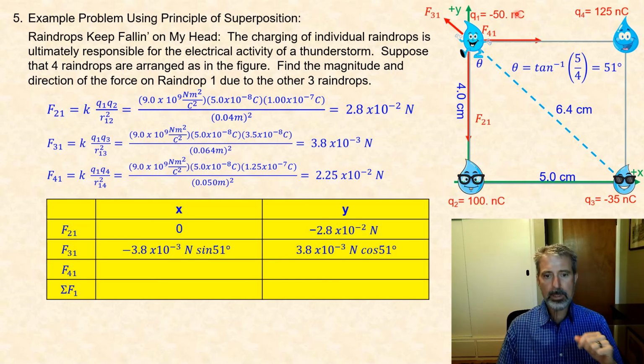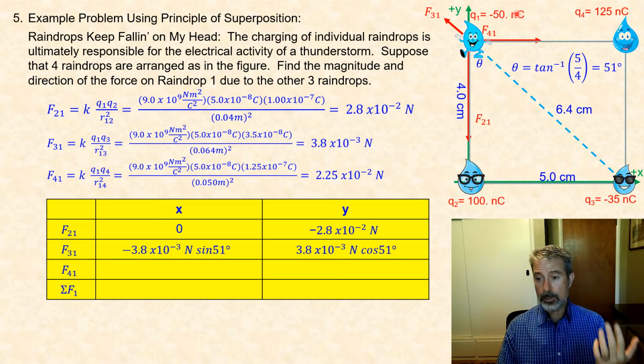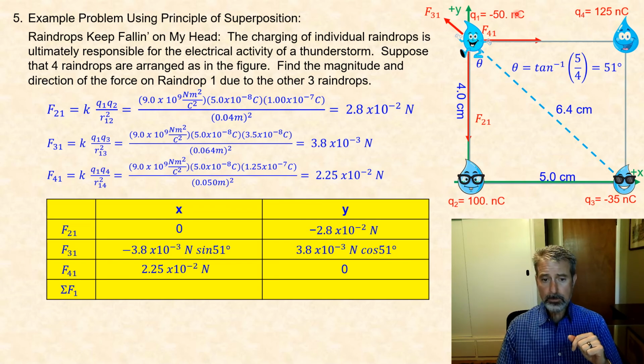And finally, F sub 4(1) is a vector that is exclusively in the x direction, and so it has an x component given by this. It has no y component here. So according to this component method of vector addition, once we've resolved all of our force vectors into their respective x and y components, we can separately add the x components from the y components.